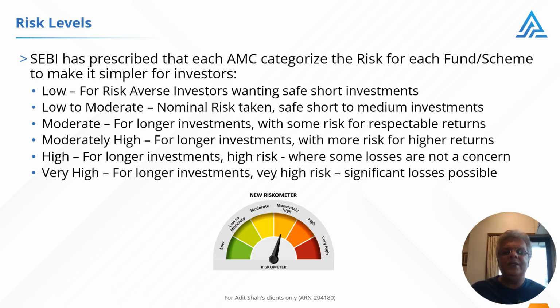This riskometer has 6 levels, and the arrow points to the level of risk associated with the particular fund you are looking at. The 6 levels are low, low to moderate, moderate, moderately high, high, and very high. Let's understand these levels in a little more detail.